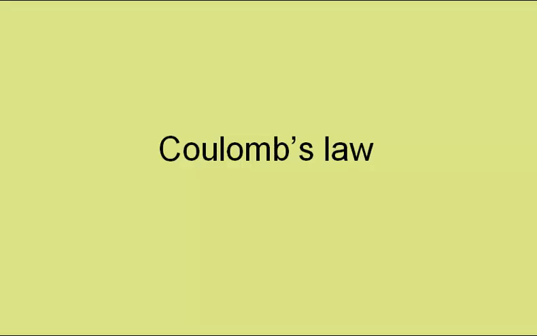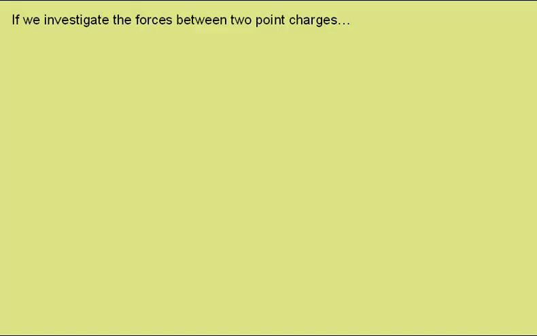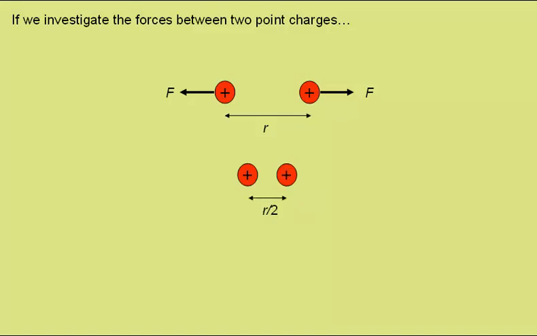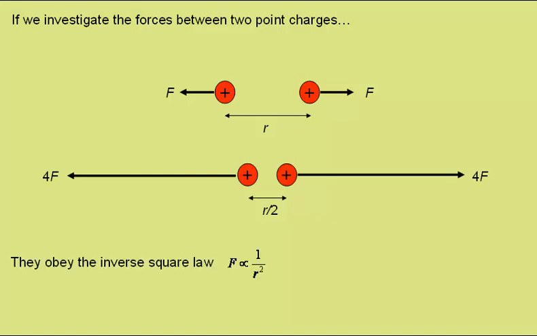Coulomb's law. If we investigate the forces between two point charges, for instance these two positive charges a distance r apart, we get a force F which is repulsive. The two like charges repel each other. If we now reduce the separation to half r, we find we get four times the repulsive force. They obey the inverse square law. The force is inversely proportional to the separation squared.